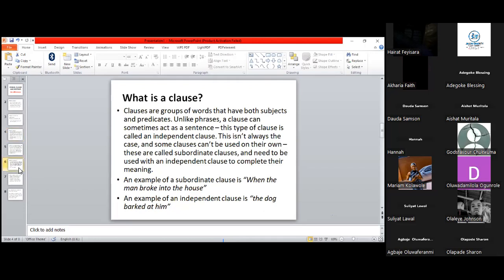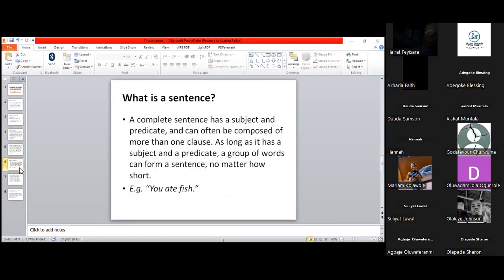And lastly, we went to the sentence. We said that a sentence is a complete sense having a subject and a predicate. And we said it may have more than one clause. So when you have more than one clause coming together, joined by a coordinating conjunction, you have a sentence.